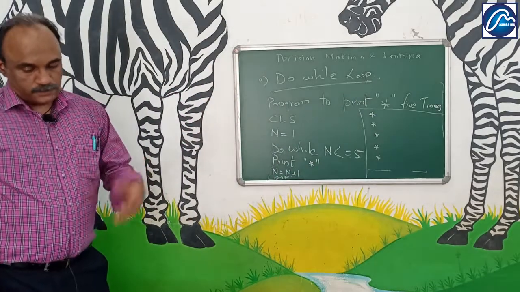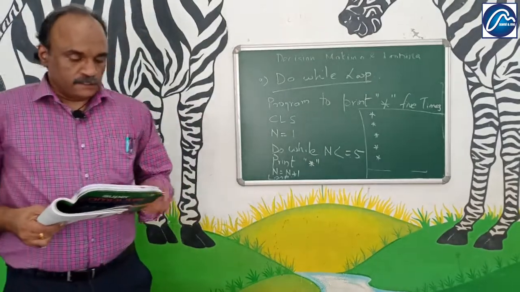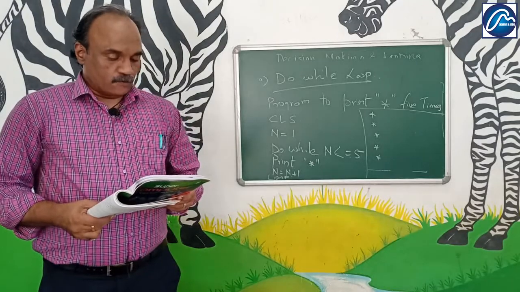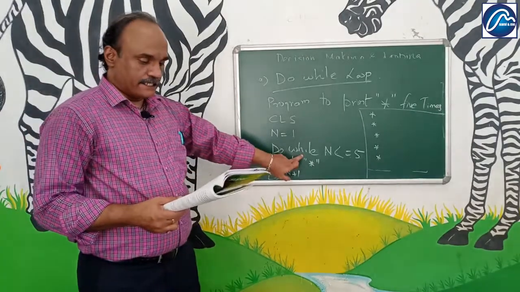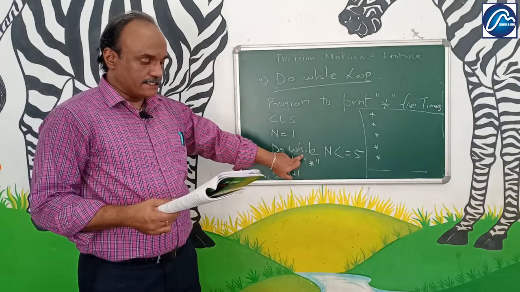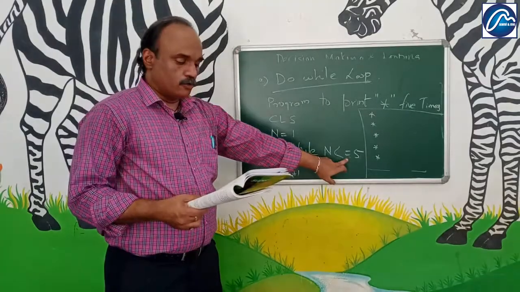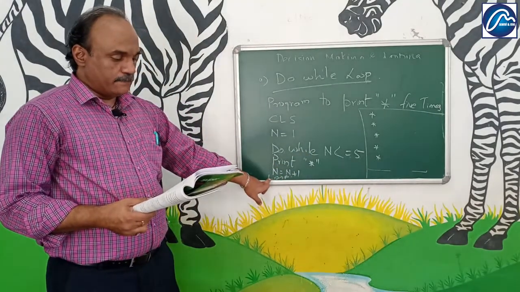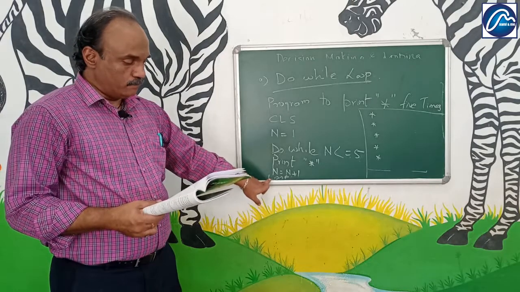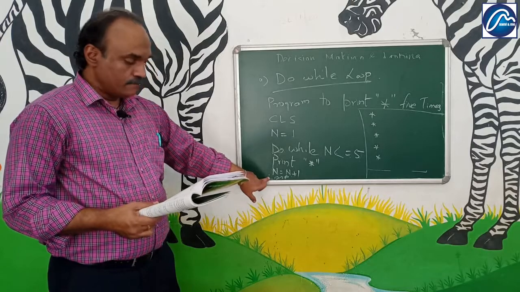In your book they have given the structure of a do while loop. I will just read those. The structure of a do while loop is as follows. It begins with the do while statement. This statement is used to define the condition that is to be checked. What is the condition to be checked here? N less than or equal to 5. It ends with the loop statement. The loop statement is used to signal the end of the loop.